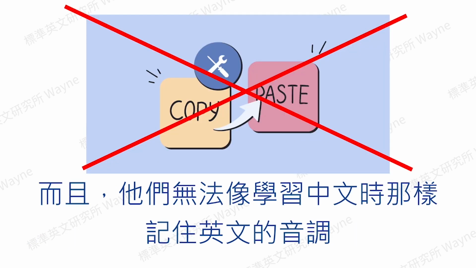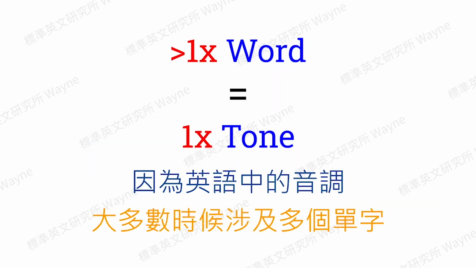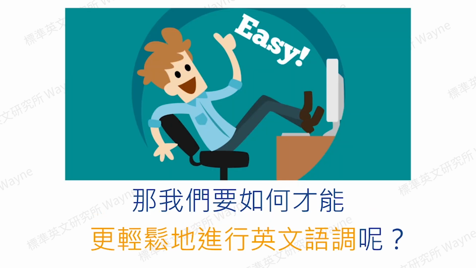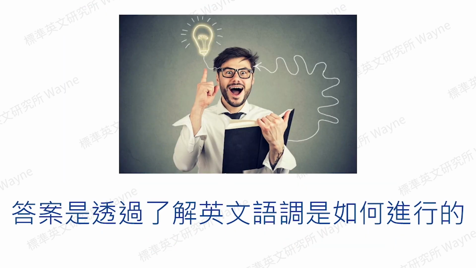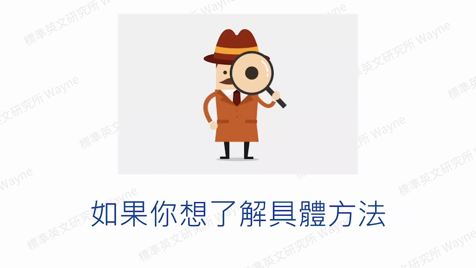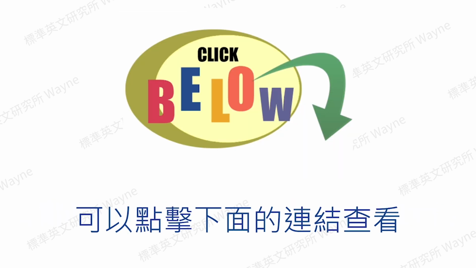Also, they cannot memorize the tones of English like they did when learning Chinese, because a tone involves more than one word most of the time in English. So how do we make it easier to perform English intonation? The answer is by understanding how English intonation is performed. If you want to know how, you may click the link below to check out.